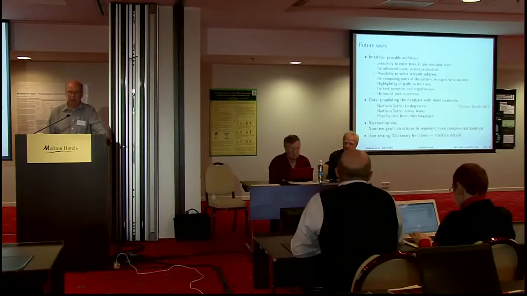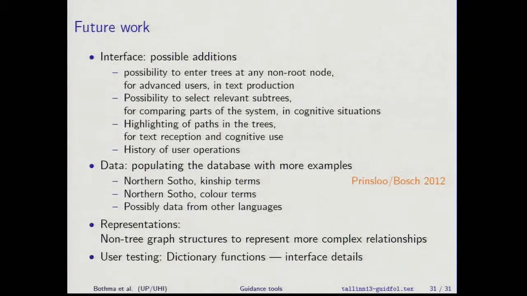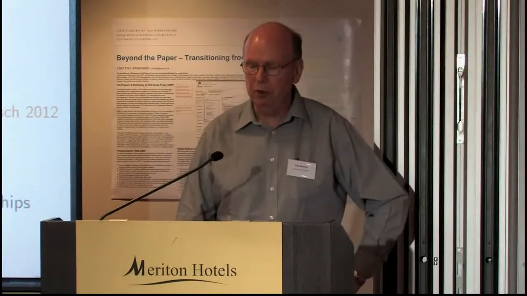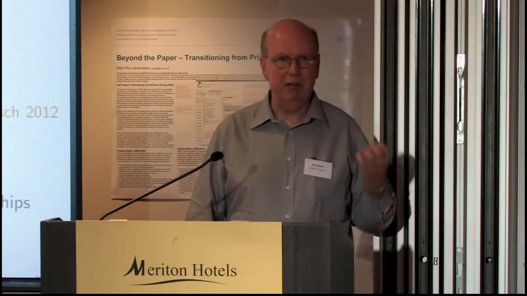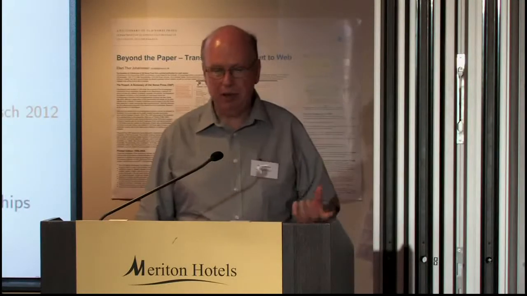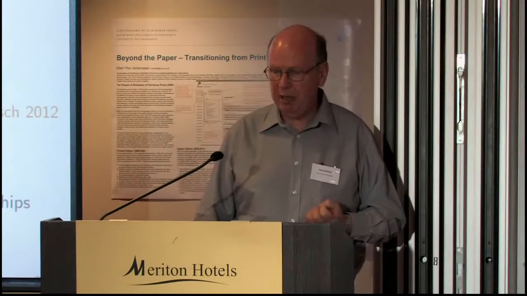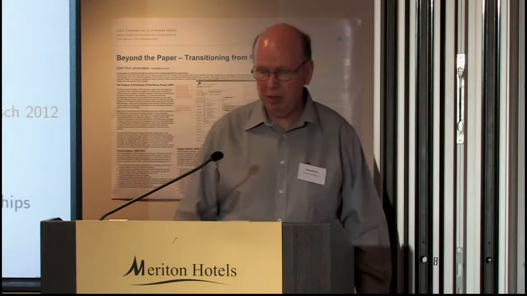We need to look at the interface to enter trees at any non-root node. So how do you get a person to be able to start in the middle of the tree? Possibility to select relevant subtrees, etc. We have to explore this for other language phenomena, such as the kinship terms, the color terms, and possibly data from other languages.